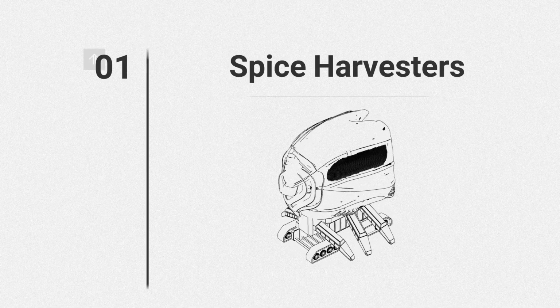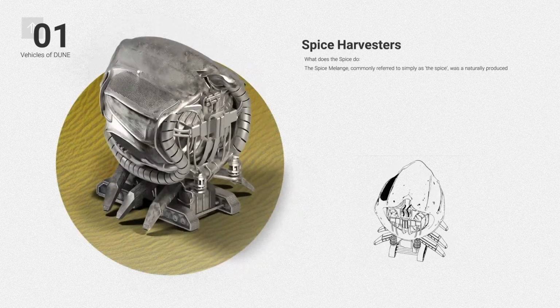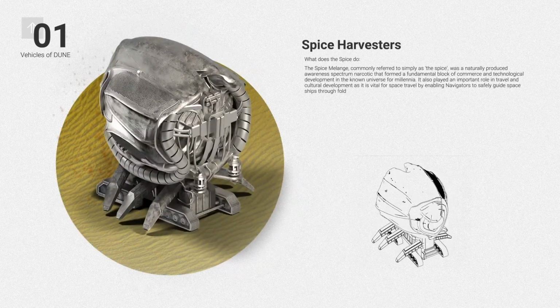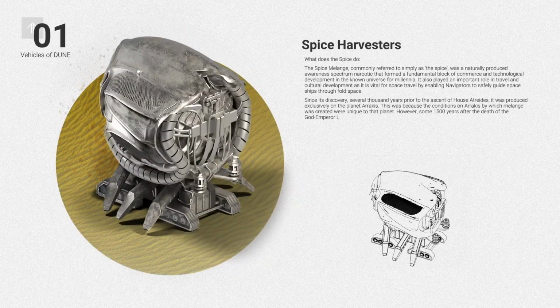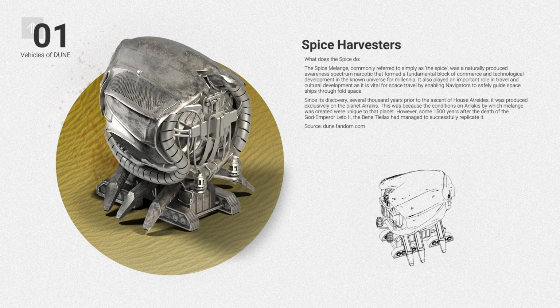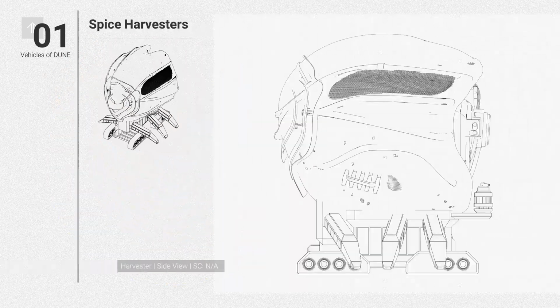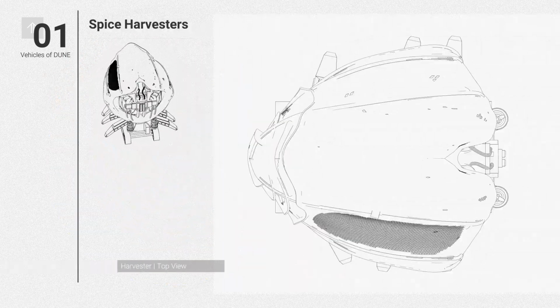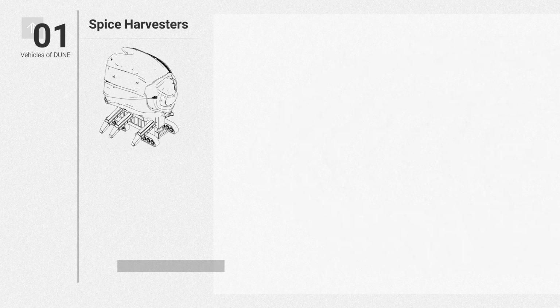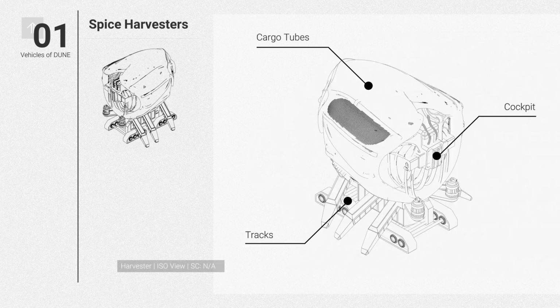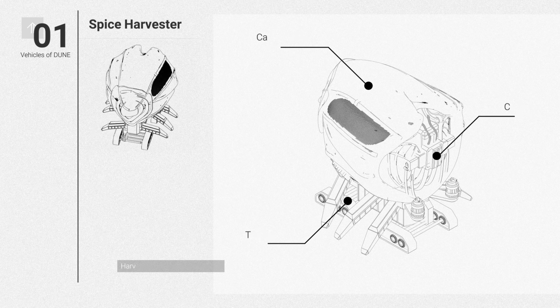1. Spice harvesters. In the opening scene, we see these small vehicles, which look quite different from the larger harvesters the Duke investigates later on. These smaller machines resemble snails and are likely used for jagged, less accessible areas. Their design has three main sections: cargo tubes, the cockpit, and the tracks.